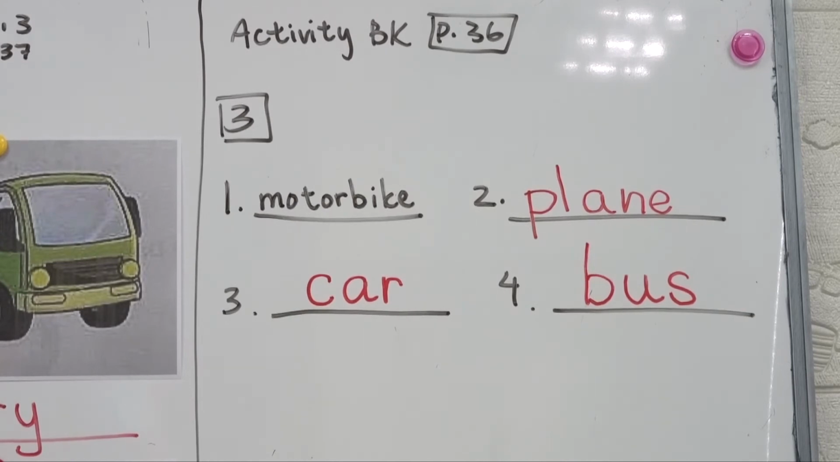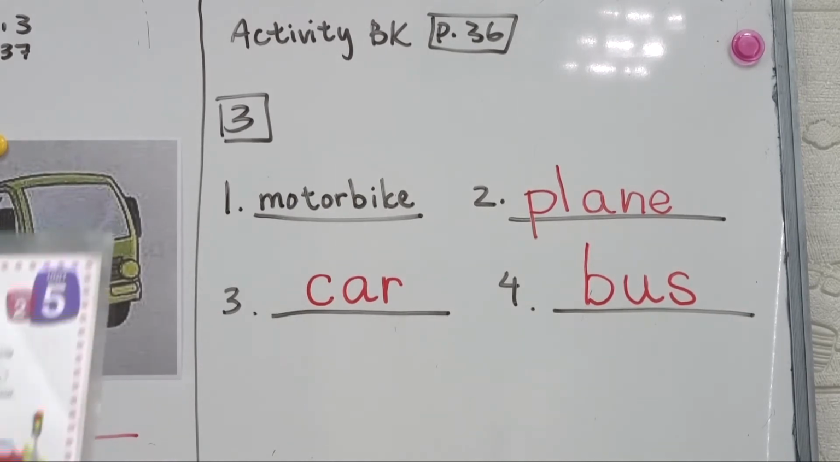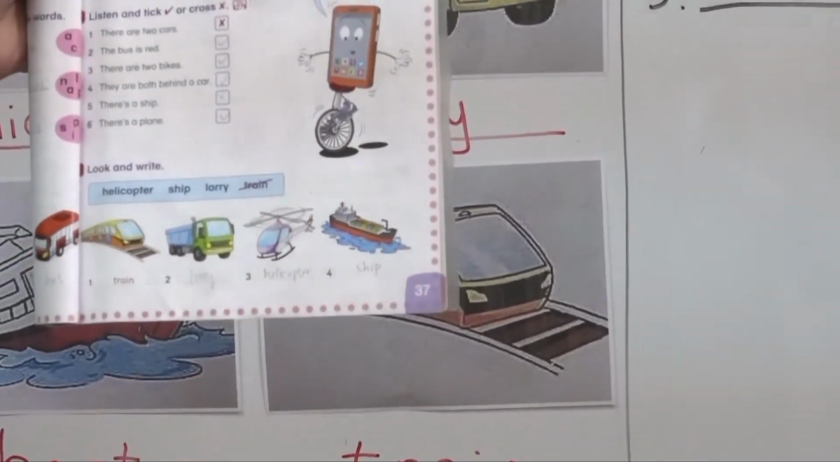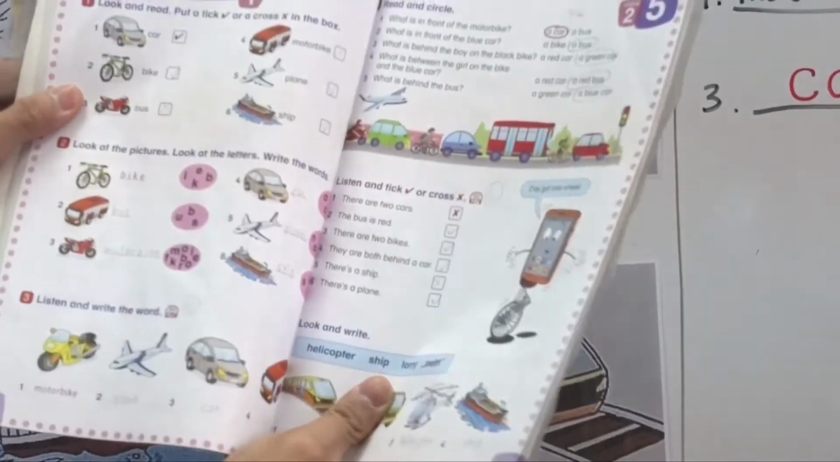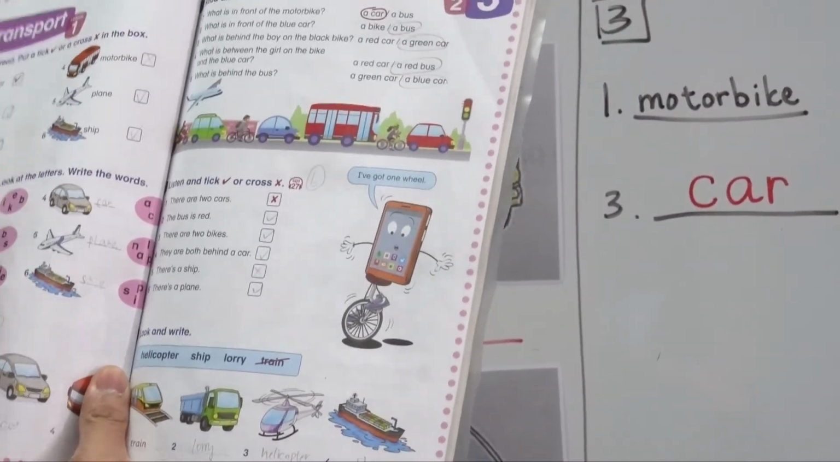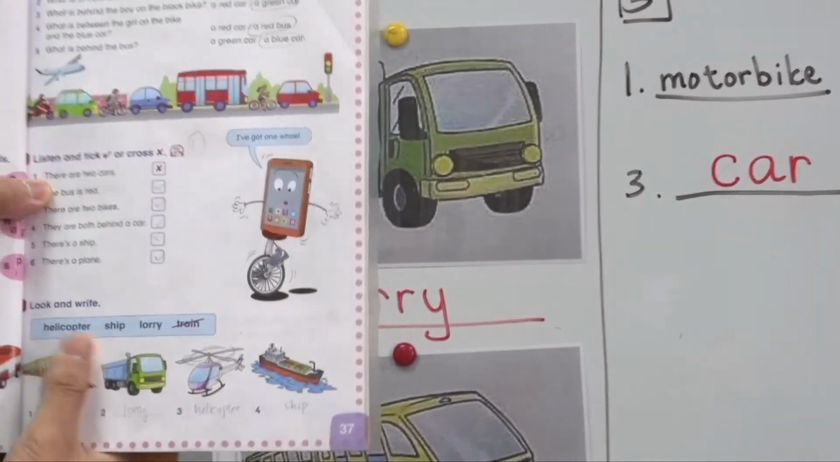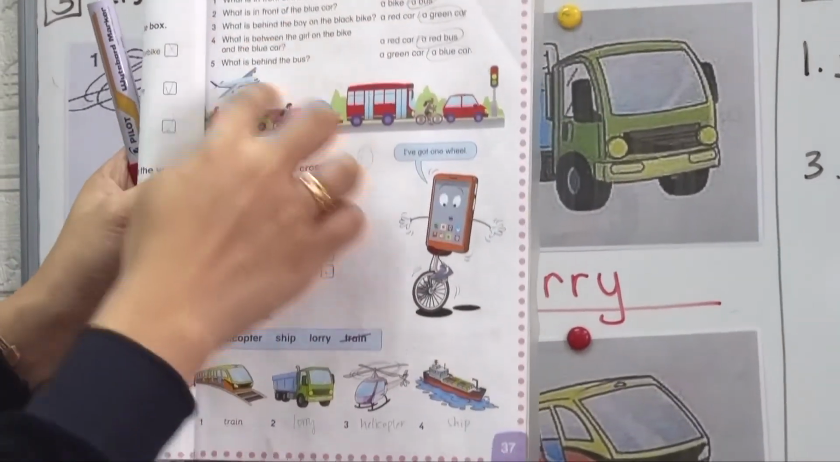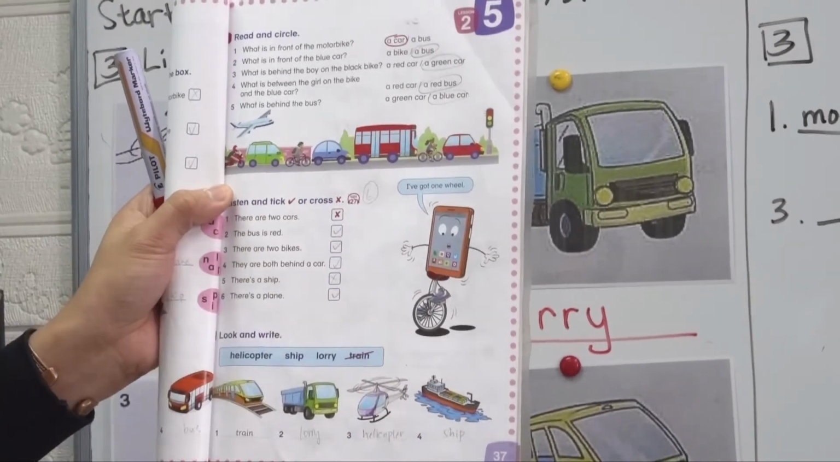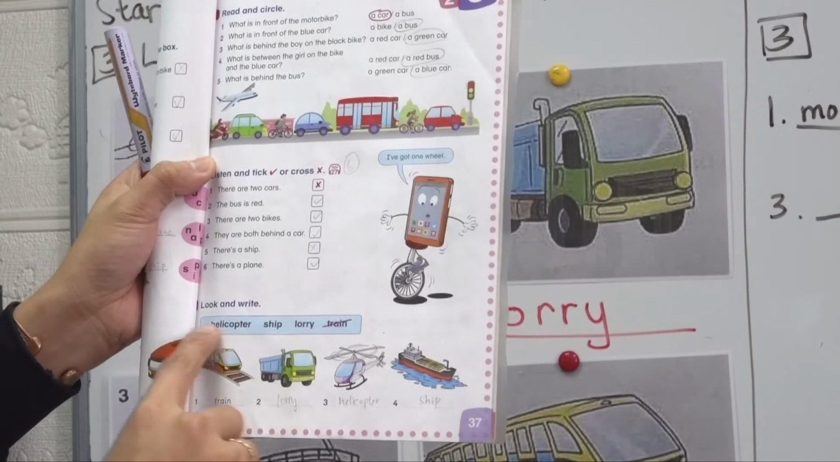Alright, so now we will go to part 2. Part 2 is on page 37, okay? So turn to the next page. Here we did page 36, writing down the words already. The next page also has 3 parts. Part 1 we have to circle. Part 2 write tick or cross. And part 3 is write down from the box.